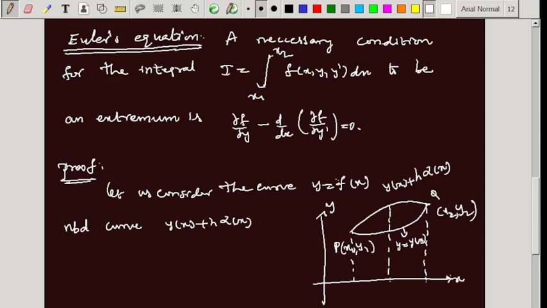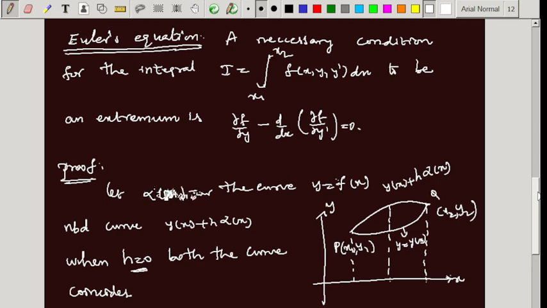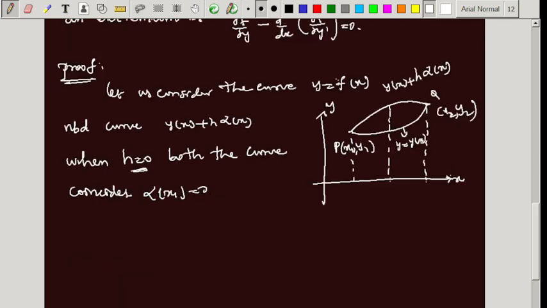So here these two curves coincide when h is 0. When h is 0, both the curves coincide, and alpha of x1 is 0. There is no increment at this point. Similarly, alpha of x2 equal to 0 at Q. So this should be remembered. This is at Q and this is at P.